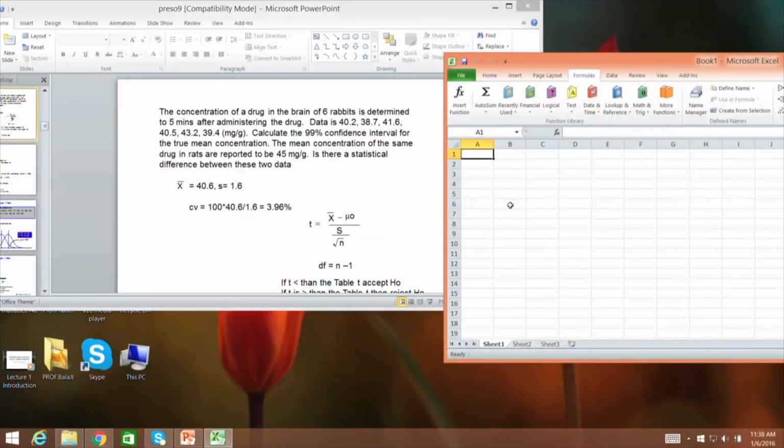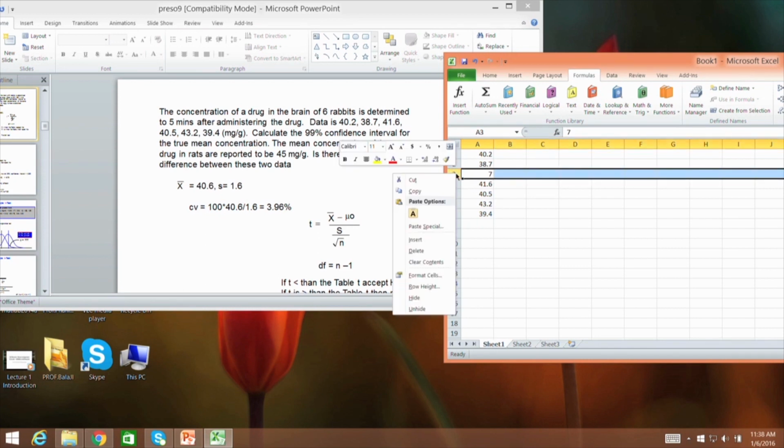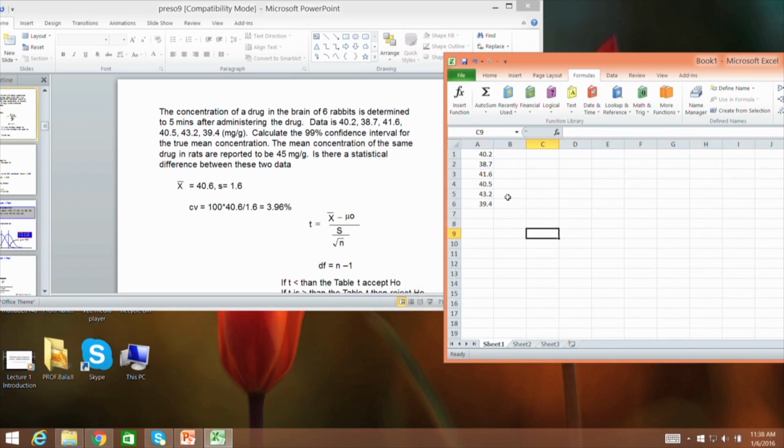So, the data is 40.2, 38.7, 41.6, 40.5, 43.2, 39.4. Okay, so we have, sorry, 38.7, and so this data is not there. So, we have 6 data sets.